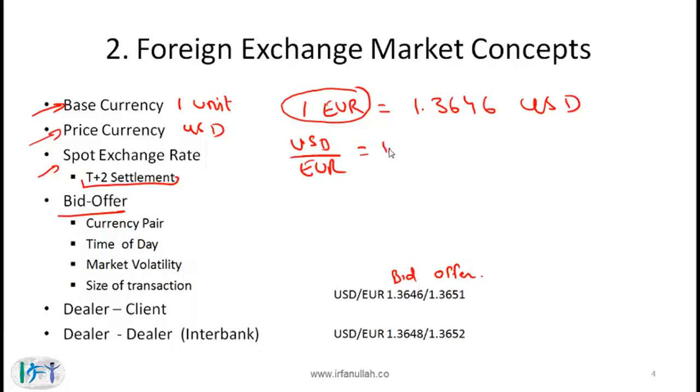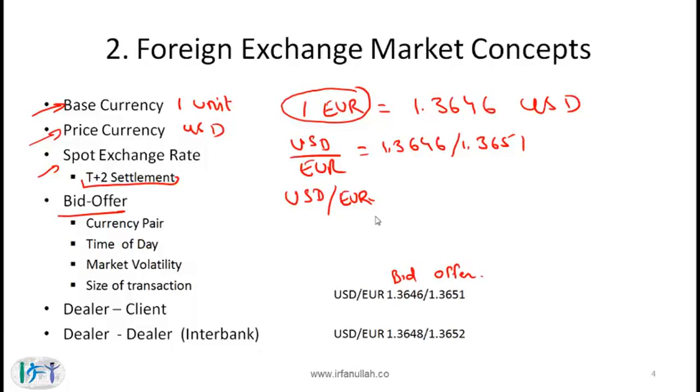USD/euro is equal to 1.3646 slash 1.3651. So in the curriculum, we are basically expressing the exchange rate as a simple fraction. So USD over euro, where the currency in the denominator is the base currency. So the other way this is written is USD slash euro. So this is the convention that is used in the curriculum.